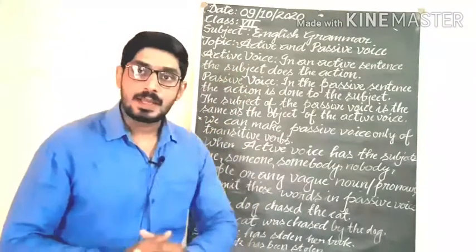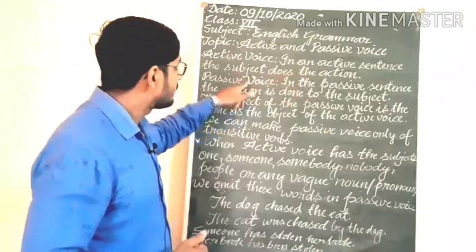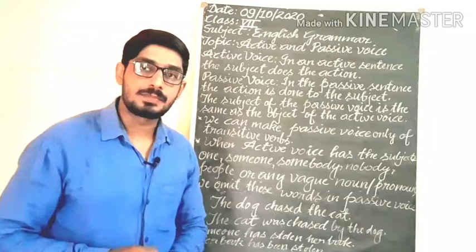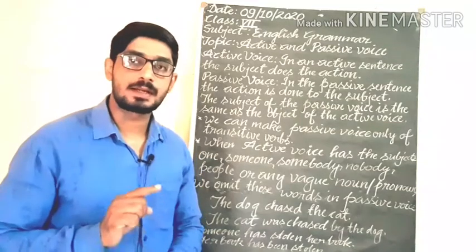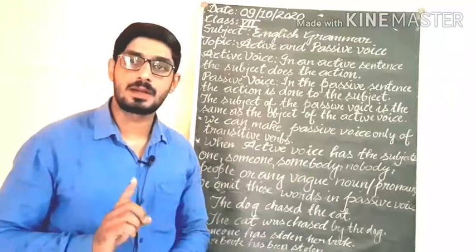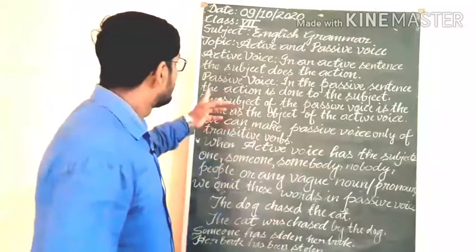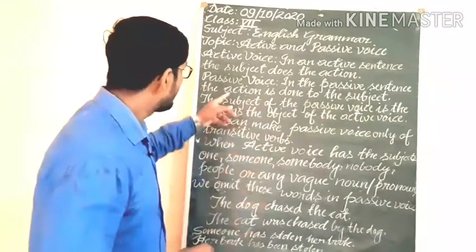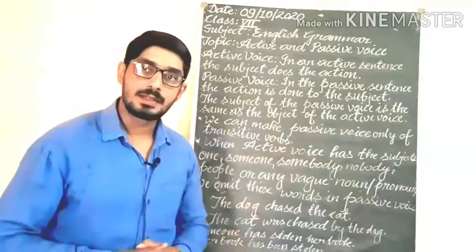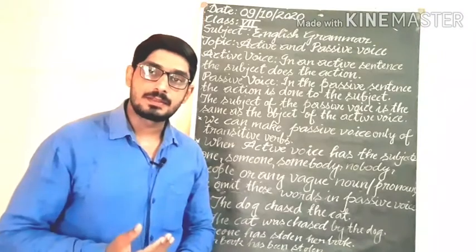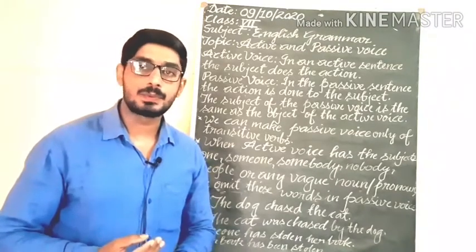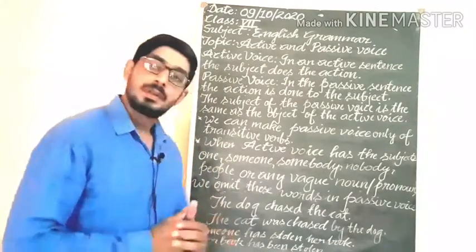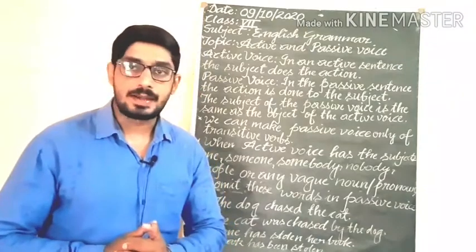Active voice. In an active voice sentence, the subject does the action. Students, you know that in an active voice sentence, the subject is the doer, the performer of the action. Passive voice. In a passive sentence, the action is done to the subject. Whatever the action is, it will be done to the subject in passive voice. So look at the examples for better understanding.